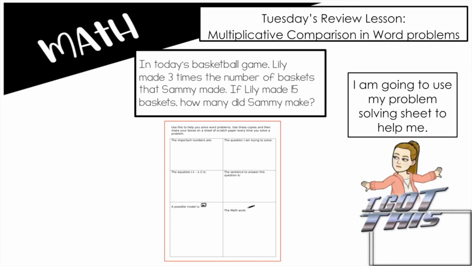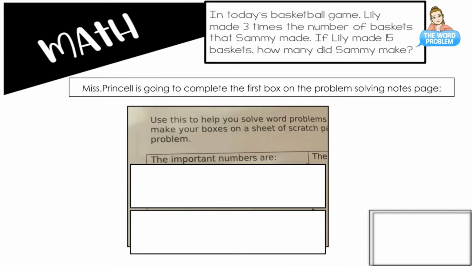So how are you going to do this? Well, the format that I'm going to use and show you today is your problem solving sheet. This is the sheet I told you. You just need to make 6 boxes and you'll be on your way, more than ready to solve this. So we're going to start. The first box, I zoomed in. If you look, it's the important numbers are.